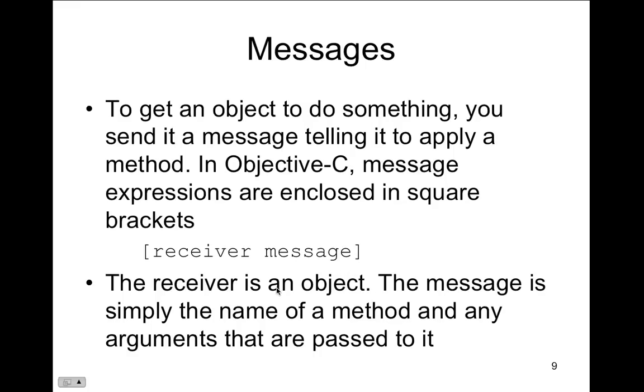The receiver is an object. The message is simply the name of the method and the arguments that are being passed to it. So from the receiver object, we're running a message. And I have some examples coming up to put it all together for you.